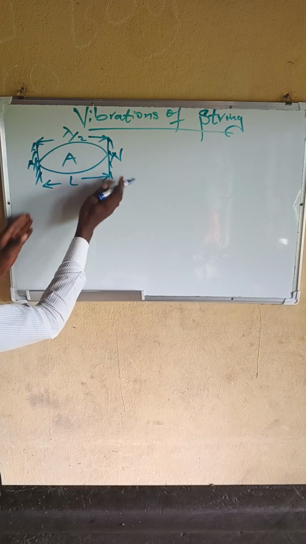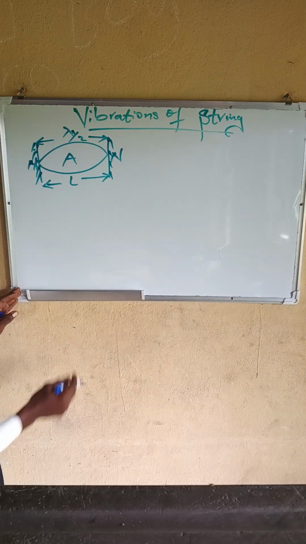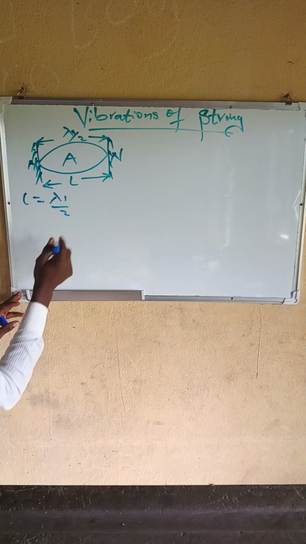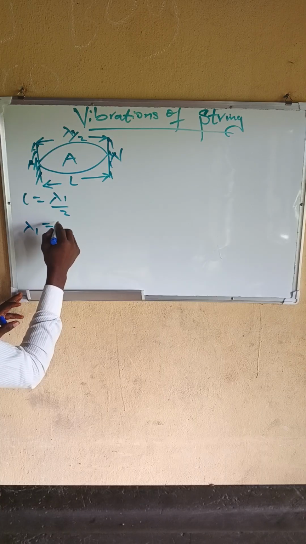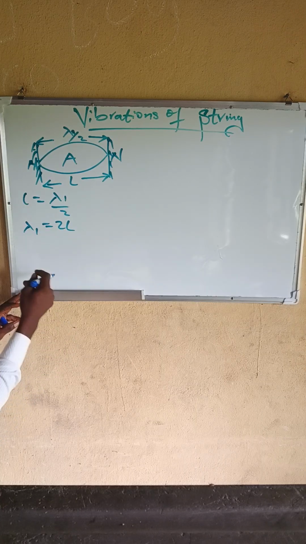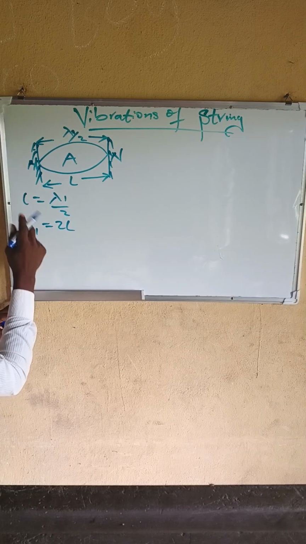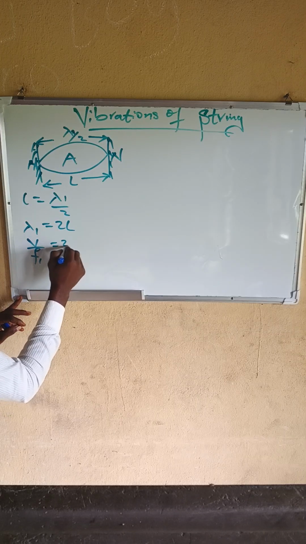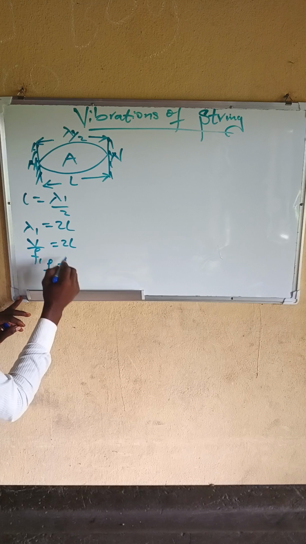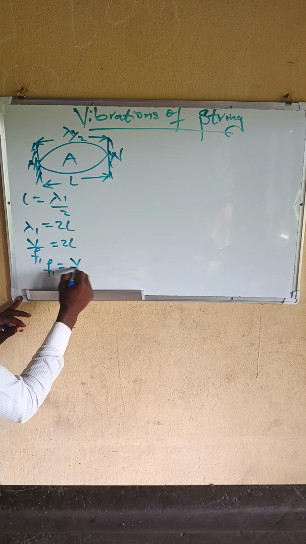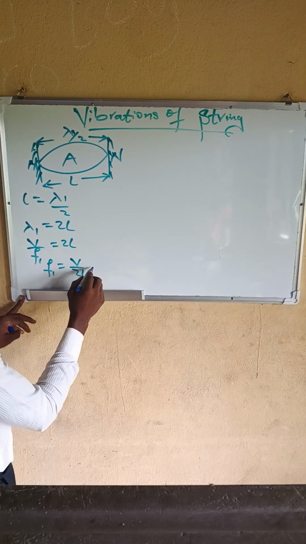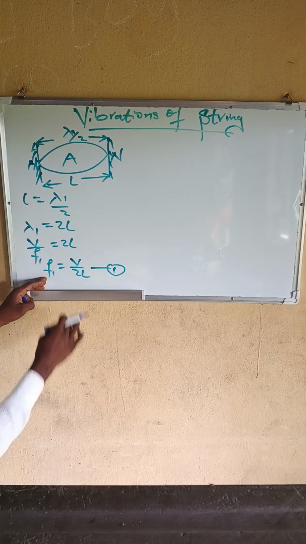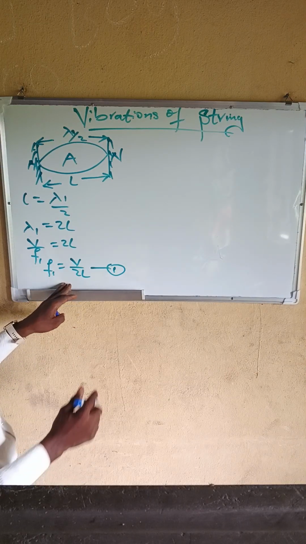So this one is a natural one, that is the first one. We can now say that L is equal to lambda 1 over 2, making lambda the subject of the formula, and we have this equal to 2L. Already you know that lambda is given as V over F. So lambda becomes V over F1, which is equal to 2L. So my F1 will become V over 2L. I can call this equation 1. This is called the first harmonic, and it's also called the fundamental frequency.